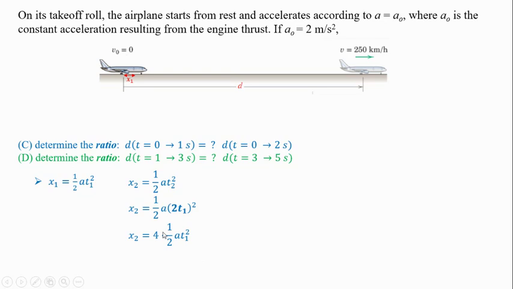But what you do notice here is the 1/2 at1 squared, it's on the left side here. 1/2 at1 squared is x1. So I can say x2 is 4 times x1. Because all this junk right here, 1/2 at1 squared, is x1. That's my reference point. And now it's 4 because it's a quadratic function. So doubling the time is going to cause your displacement to increase by a factor of 4, not 2. That's a common misconception that kids have.